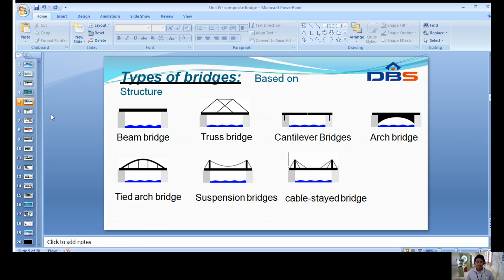Next is the arch bridge. The arch bridge is a common type of bridge that we can find in and around all areas nearby. It is not much to talk about, as you can find arch bridges everywhere. Next, the tied arch bridge. This is how the tied arch bridge looks, and these are known as suspension bridges. And this is the cable-stayed bridge, which was recently opened in Hyderabad near Durgam Cheruvu. It is the first in the two Telugu states.